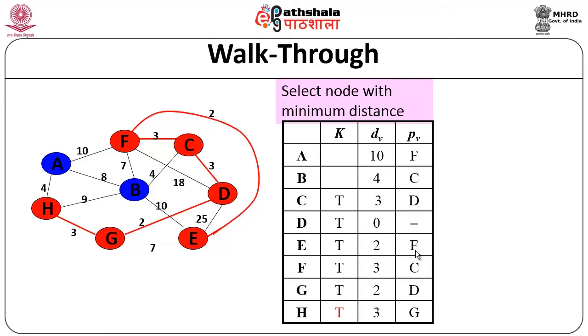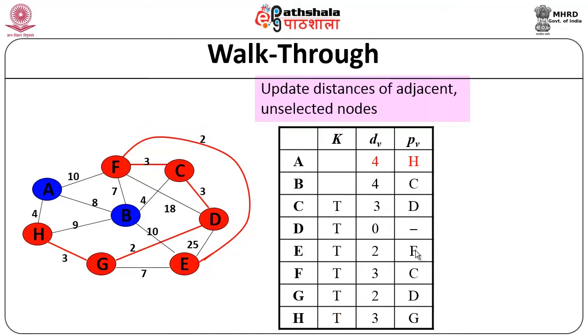Now, H has to A a distance of 4, while here we have 10. So, now what happens? The dV becomes 4 and the node from where you have gone becomes H and not F. That becomes 4. Now, the minimum you have, both are 4. We will see the updation. So, the update distance is there.